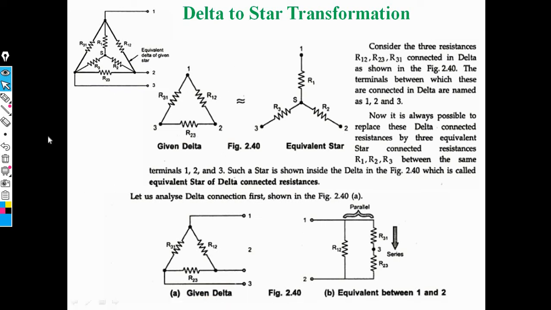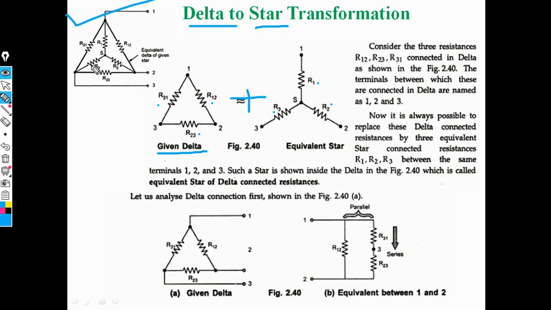Okay, now this is the delta to star transformation. This is the given delta circuit. This is the delta circuit and this is the star circuit, that is R1, R2, R3. Delta is R12, R23 and R31. The combination of the circuits is here.